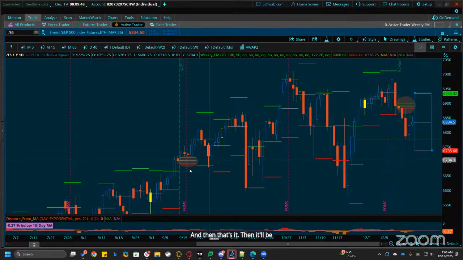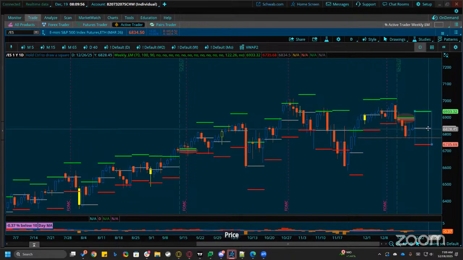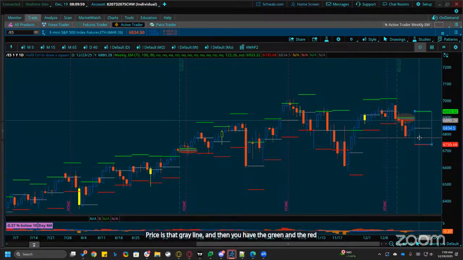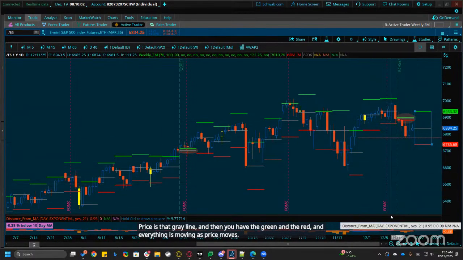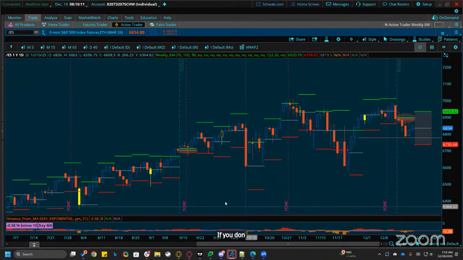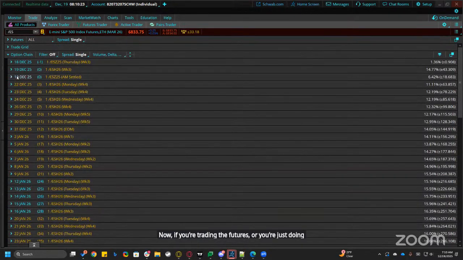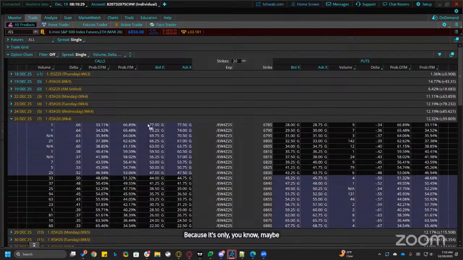Then it'll be like these in the past, to where we can look at it and view it, and it won't move. But throughout the day today, it's going to continue to move. Price is that gray line, and then you have the green and the red, and everything is moving as price moves. So let's see how the day ends, and we'll review this on Monday and see how much bigger or smaller the box is. If you don't have Thinkorswim and you don't have this weekly expected move indicator, you're not missing out. You can draw it by hand. Now, if you're trading the futures or you're just doing the indexes, drawing it by hand really isn't a big deal, because it's only maybe 3 or 4 markets that you have to mark.